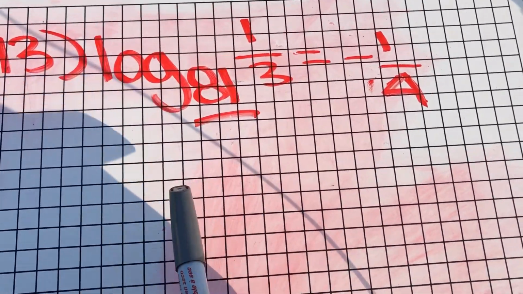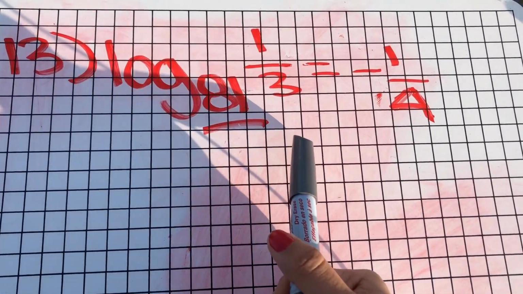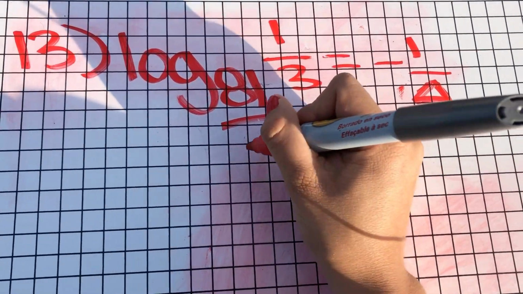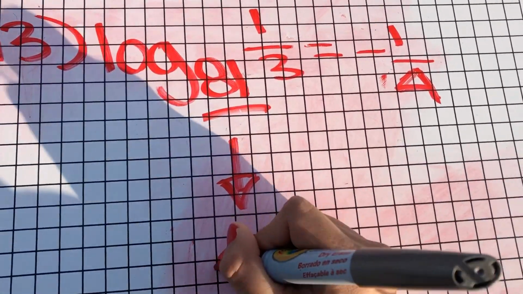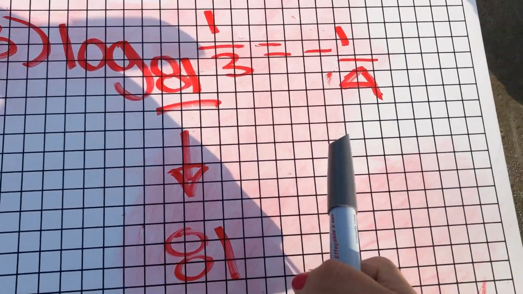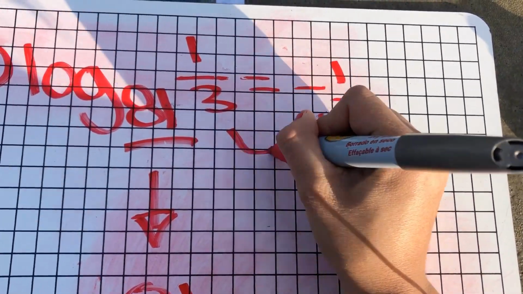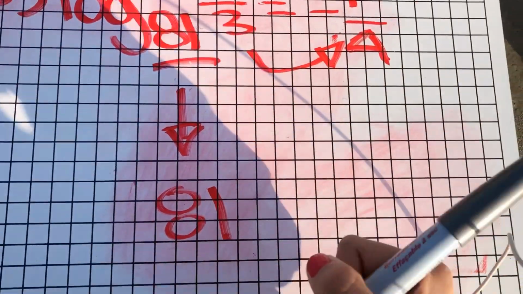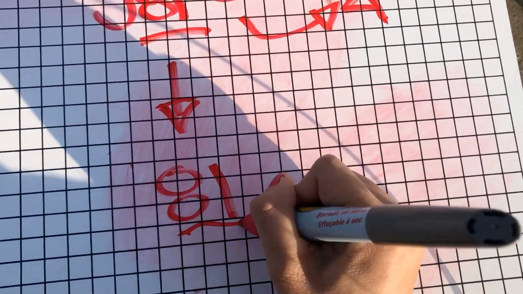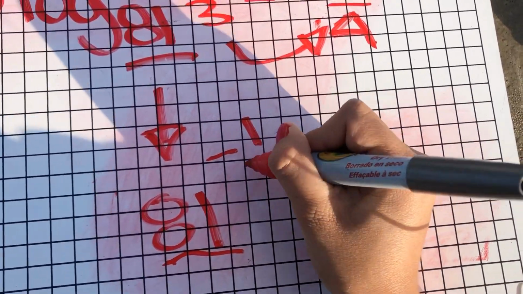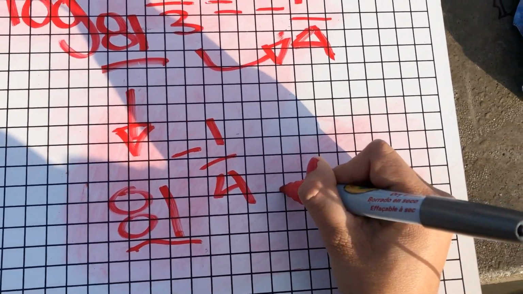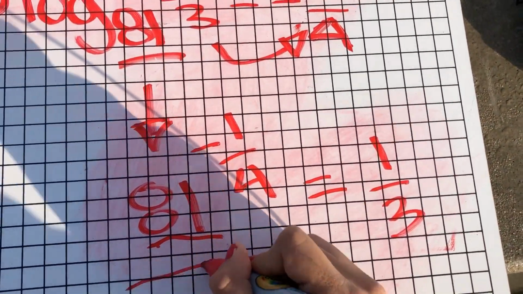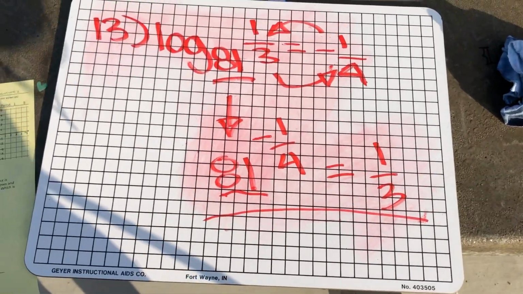The expression we have here is log base 81 of 1/3 equals negative 1/4. The first thing you're going to do is bring down 81. The next thing you can do is realize that you can switch 1/3 and negative 1/4. So you will end up having 81 to the negative 1/4 equaling 1/3. You will end up having this as your final answer.